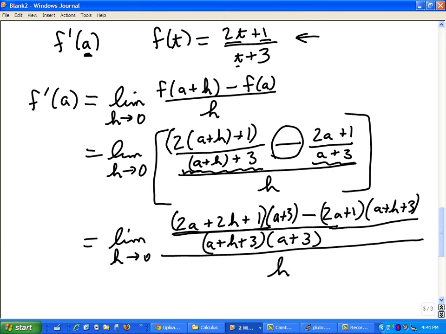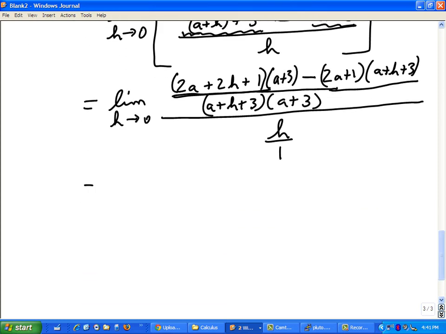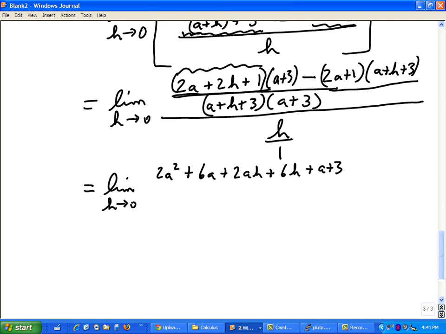So this is going to give us the limit as h goes to 0 of, and I suppose while I'm at it, I might as well multiply everything out, see what happens. So we get 2a squared plus 6a plus 2ah plus 6h plus a plus 3. That's this part multiplied out. And then I've got to subtract, and be very careful that I subtract everything. Oops, I erased it. I got to subtract everything. So we're going to FOIL that too.